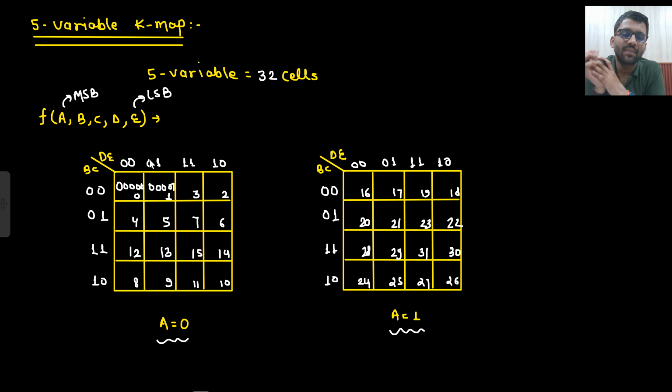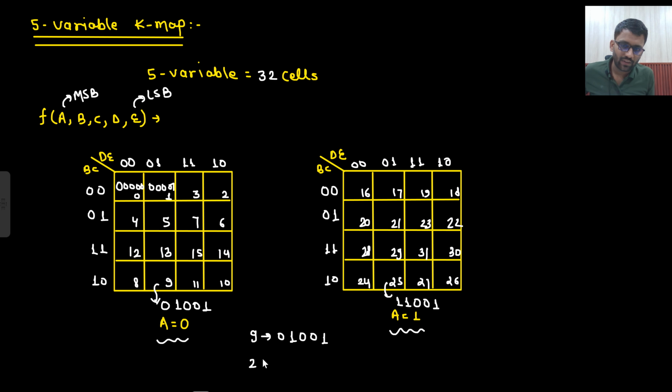But 9 is adjacent to some other cell as well. Can you tell me which cell? 25. Why is that so? Let's check that out. This is your 9, right? How can I write 9? A is 0, BC is 1, 0 and D is 0, 1. So this is 9. What about 25? A is 1, BC is 1, 0 and D is 0, 1. So your 9 is 0, 1, 0, 1 and your 25 is 1, 1, 0, 0, 1.